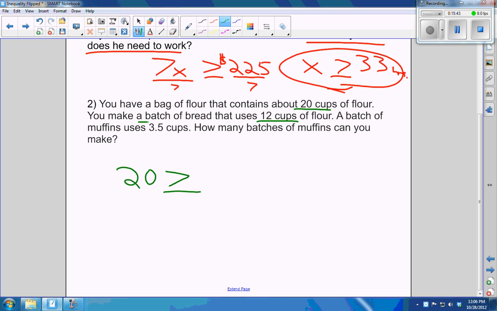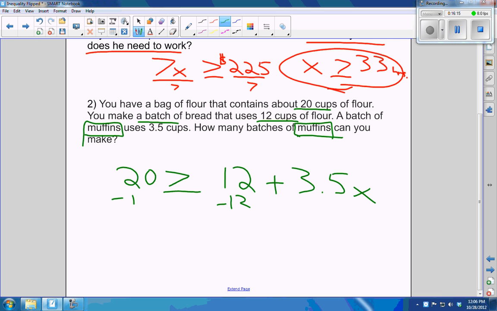Now, we cook a batch of bread that uses 12 cups. So we're already done with 12 cups. And then it's 3.5 cups per batch of muffins, and we want to figure out how many muffins. So my variable would go next to the muffins. Make sure to keep muffins with muffins. Okay, so now we have an inequality, just a two-step inequality that we can solve.